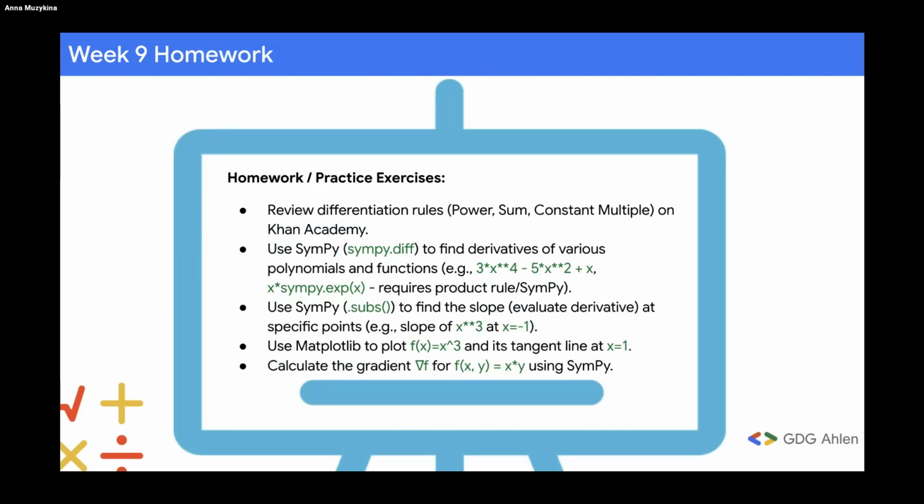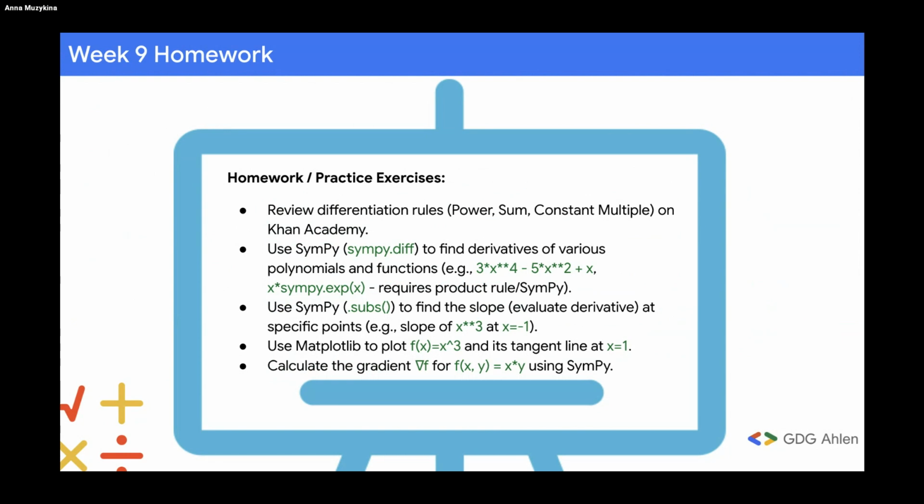Please review the basic differentiation rules on Khan Academy. Use sympy to practice finding derivatives symbolically. Try the examples listed, maybe even one like x times sympy.exp of x, to see how sympy handles the product rule automatically. Practice evaluating derivatives at points using sympy's subs method to find slopes.